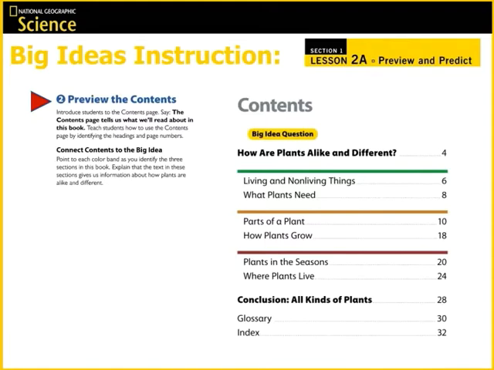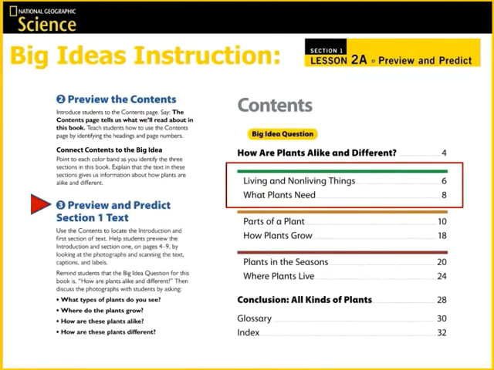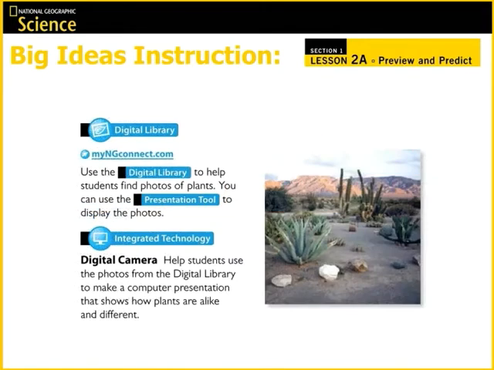Then preview the contents page of the Big Ideas Big Book and help students make a connection to the big idea. Step 3 has you previewing and predicting the first section with the students by looking at the photographs and scanning the text, captions, and labels, then using the probing questions provided in the teacher wrap. In the bottom of the teacher wrap, you will have reminders of the digital library and integrated technology.